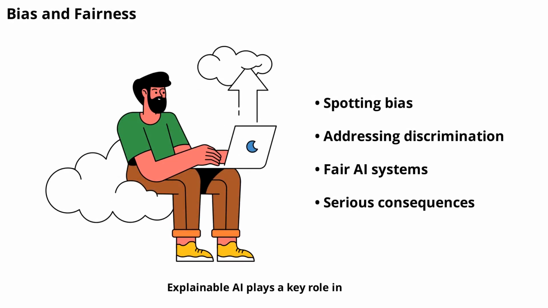Explainable AI plays a key role in identifying and addressing bias in AI systems. By making decision processes transparent, it's easier to spot unfair or discriminatory patterns. This is especially important in areas like hiring, lending, and law enforcement, where biased AI can have serious consequences. Explainability helps ensure that AI systems are fair and just.